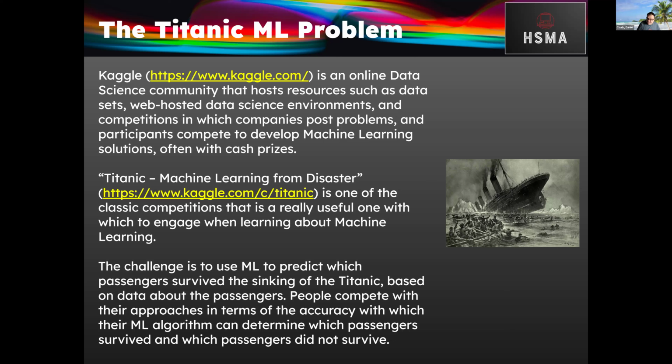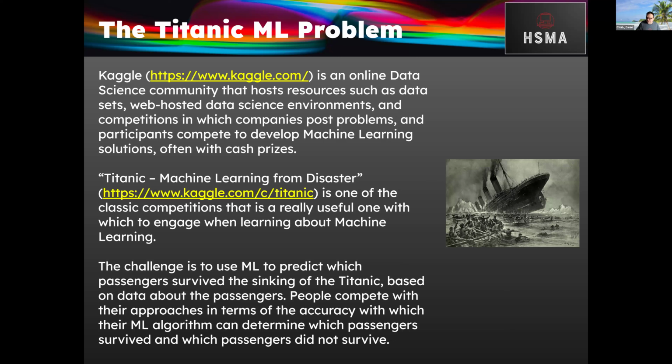And the Titanic dataset, or Titanic Machine Learning from Disaster, as it's known, there's the link to the original data here. It's basically one of those classic competitions that turns out to be a really useful one when you are trying to learn about machine learning, and also when you're looking at exploring lots of different machine learning approaches, as we are here. And basically, this is real data from passengers aboard the Titanic.